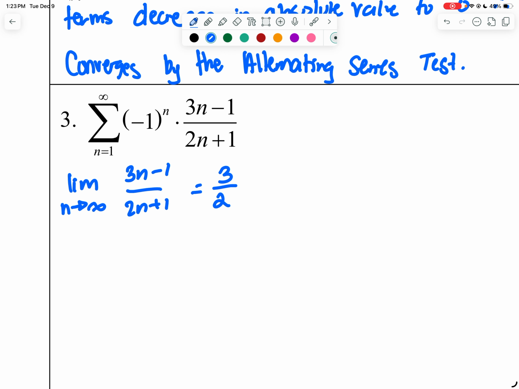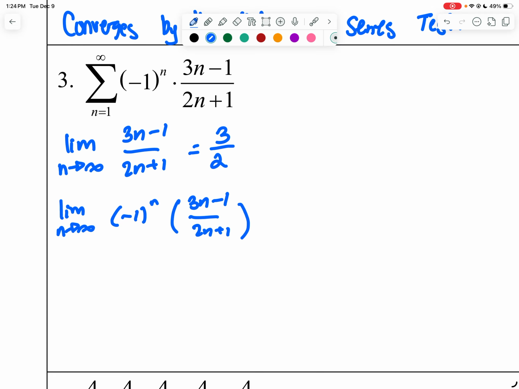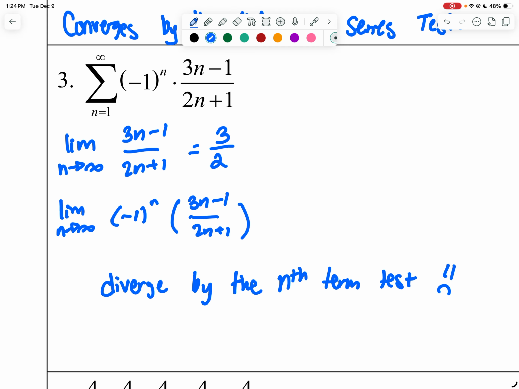In this case, remember back in day 2, we talked about the nth term test. So what we're going to do here is just look at this right here. And we already know that 3n minus 1 over 2n plus 1 has a limit of 3 over 2. But then, because we have this negative 1 to the n, my limit is going to oscillate between 3 over 2 and negative 3 over 2. Because my limit is going to be oscillating, this right here is going to diverge by the nth term test. Very sad, I know.